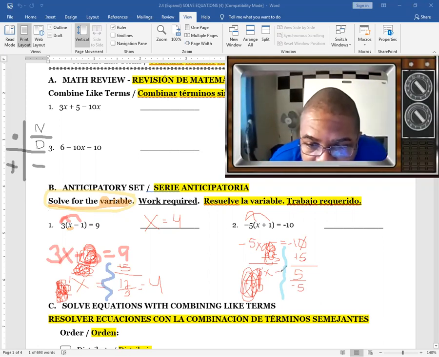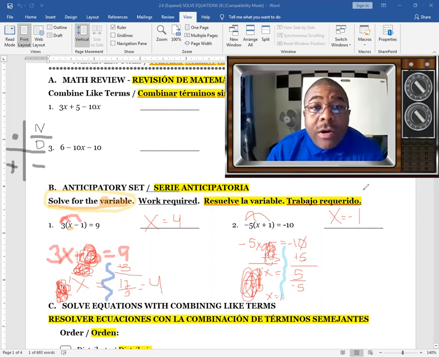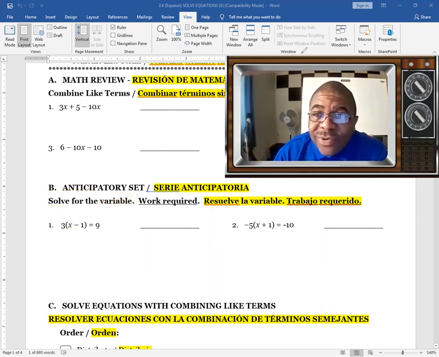Okay, so 5 divided by -5 is, you can use your handy dandy calculator on that. Okay, so x is -1. All right, good. Whew. A lot of work, right?